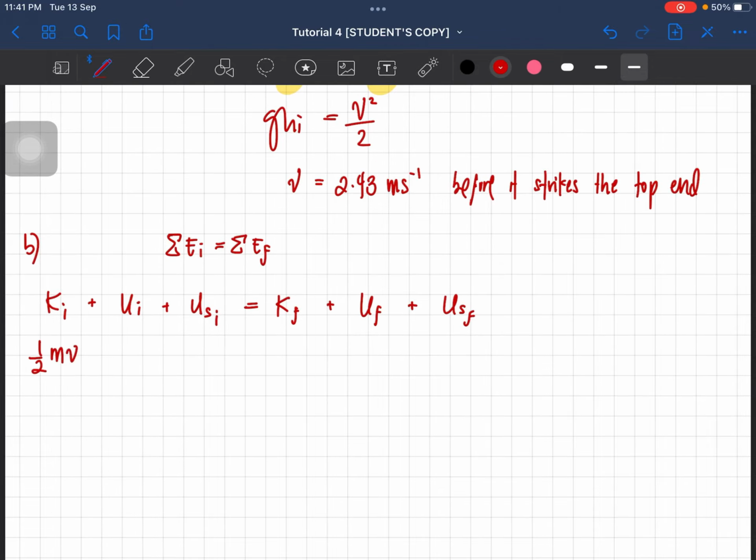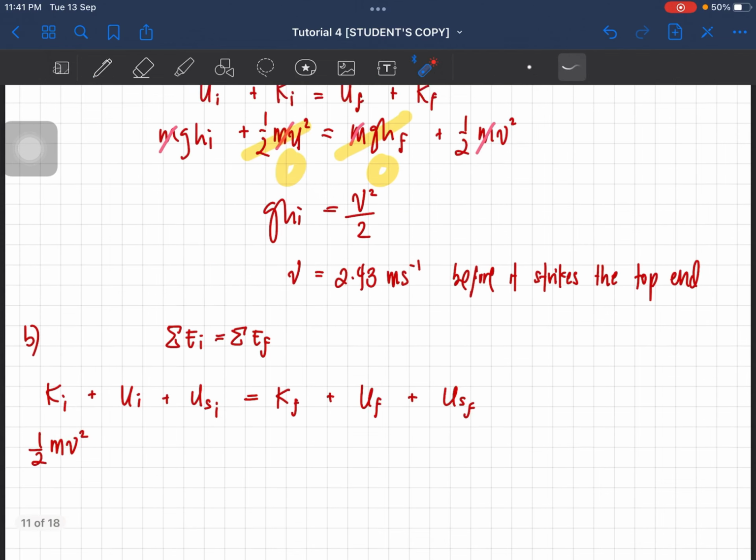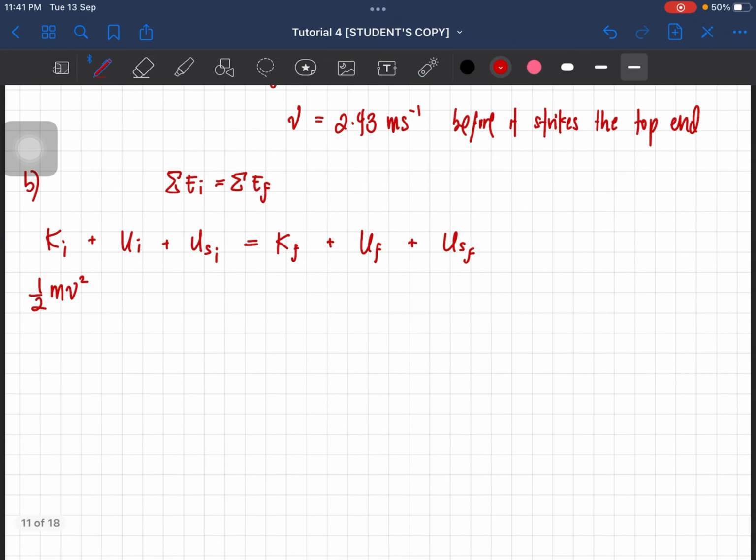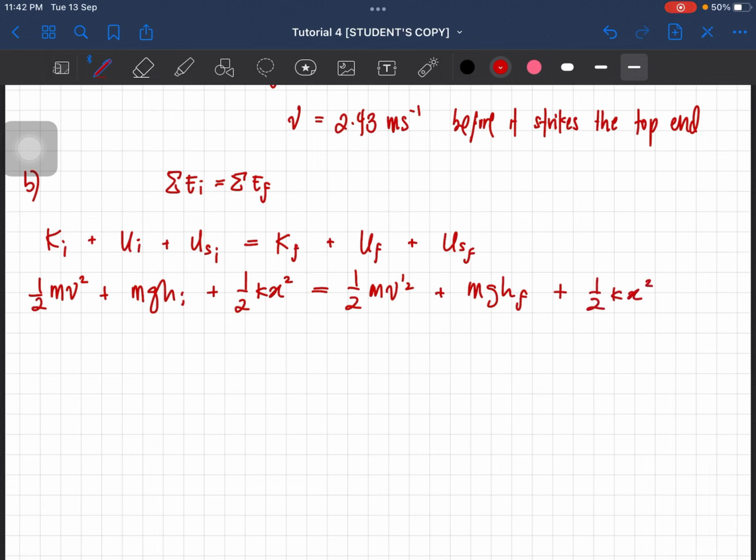So this is half mv². Why I write v here, because the velocity before it strikes this plate should be the same as the initial velocity before it compresses this spring. Okay, so this is mgh initial plus half kx² equals half mv², I guess I have to label it that way, mgh final plus half kx².